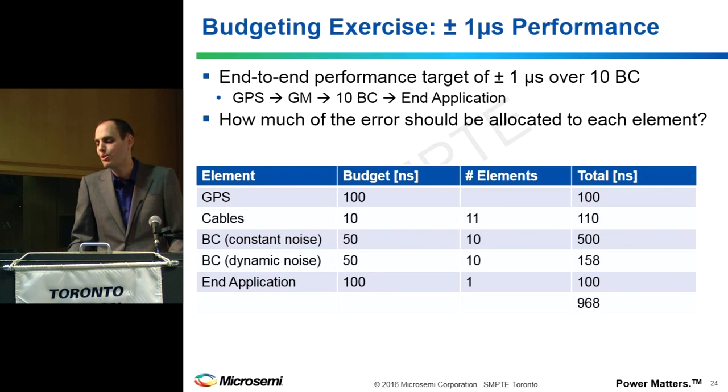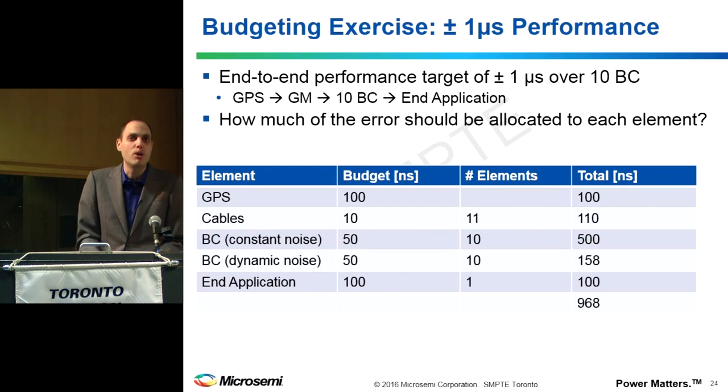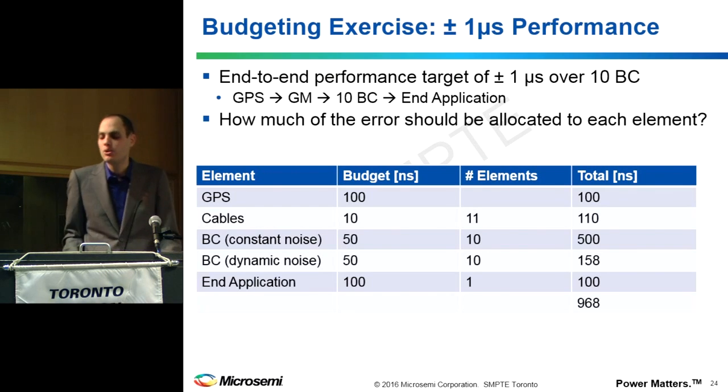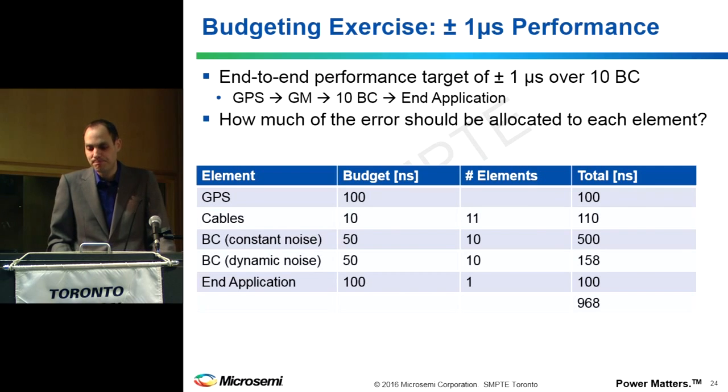Now, in a WAN environment, of course, this might be a little bit larger budget. If it was a smaller building, smaller enterprise, of course, this could be a smaller budget. So here I've got 10 pairs of cables between my 10 boundary clocks, and I've got 11 of them, and I've got a budget of 10 nanoseconds for each pair. That gives me a total budgeting of 110 nanoseconds.